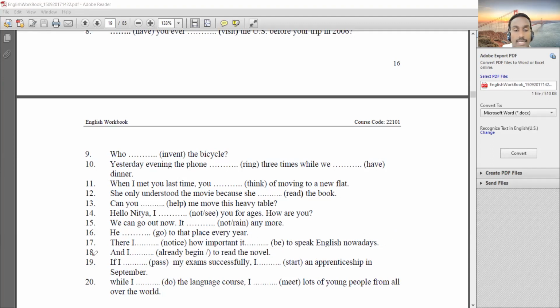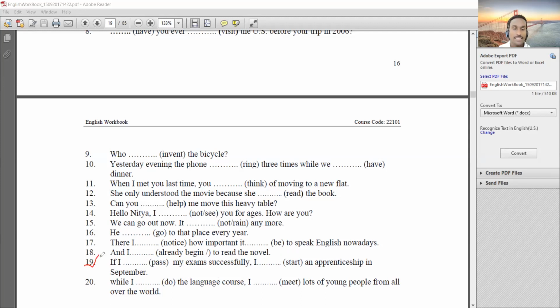Then here is number 18. "And I (already begin) to read the novel." Already began. Here, yes, you are going to use simple past, that is "began", because "already" indicates that the action was in the past. So therefore you have to say, "And I already began to read the novel." Here it is going to be simple past.